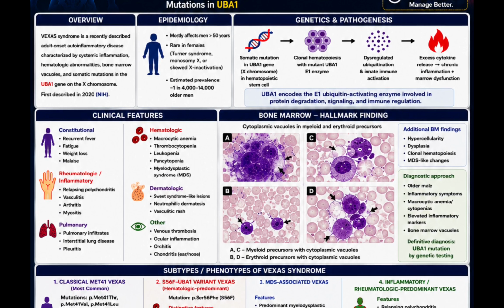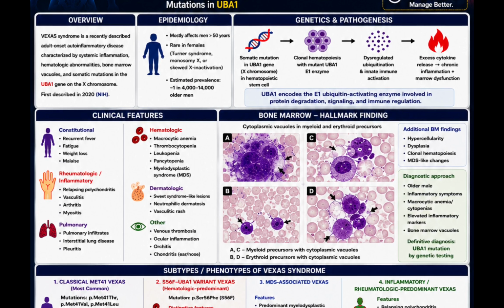There are some rheumatological and inflammatory features also, like relapsing polychondritis, vasculitis, arthritis, and myositis. Dermatological manifestations include Sweet syndrome-like lesions, neutrophilic dermatosis, and vasculitic rash. Also, pulmonary infiltrates are an important feature in some patients, along with pleuritis. Other manifestations include venous thrombosis, ocular inflammation, and chondritis of the ear or nose.